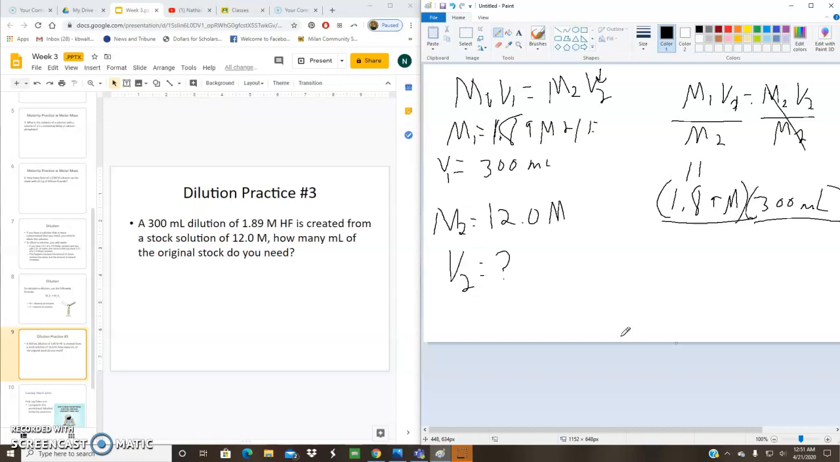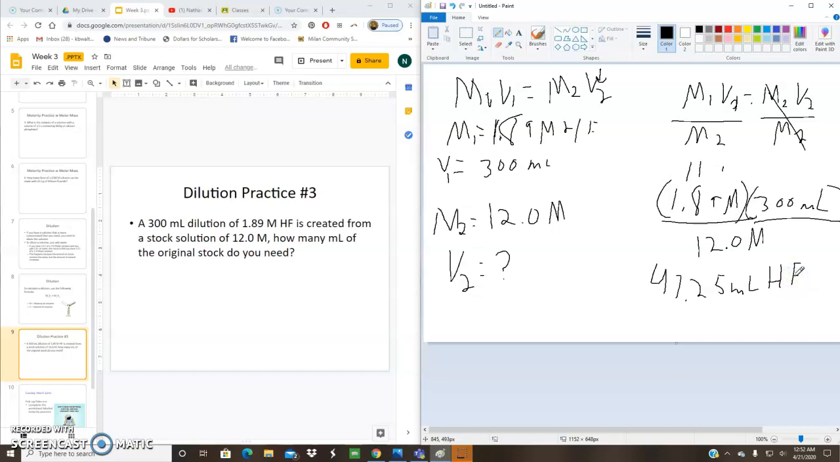If the units cancel, then that's what the units have to do. That's basically what I'm trying to get at. So if I have milliliters and liters, one of them has to change. But if I have milliliters and I'm looking for milliliters, then nothing has to change. We just go ahead and go with everything that we have. It will all cancel out itself. So M1, 1.89 times 300 milliliters divided by 12. So 1.89 times 300 divided by 12 gives me 47.25 milliliters of HF.